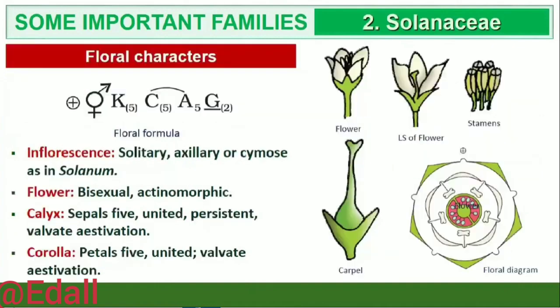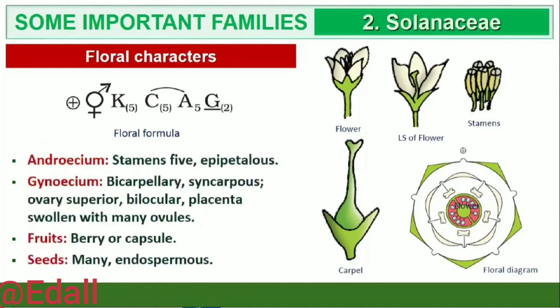Floral characters. Inflorescence solitary, axillary or cymose as in Solanum. Flower bisexual, actinomorphic. Calyx, sepals 5, united, persistent, valvate aestivation. Corolla, petals 5, united, valvate aestivation. Androecium, stamens 5, epipetalous. Gynoecium, bicarpellary, syncarpous, ovary superior, bilocular, placenta swollen with many ovules. Fruits berry or capsule. Seeds many, endospermous.